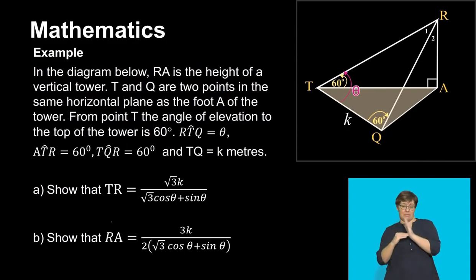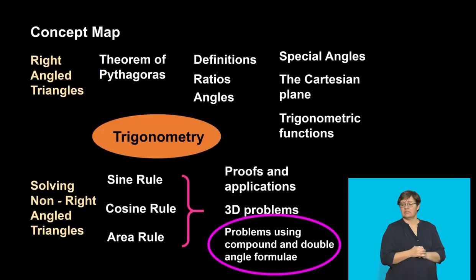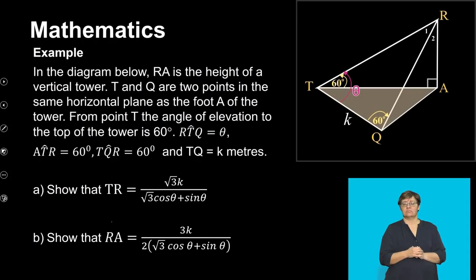meters. The first question says, show that TR is equal to root 3K over root 3 cos theta plus sine of theta. There's a second question that asks us to calculate something about RA. They want us to find RA here. So the first question we're going to find TR, and the second question we're going to find RA in terms of K and theta as we have it here.